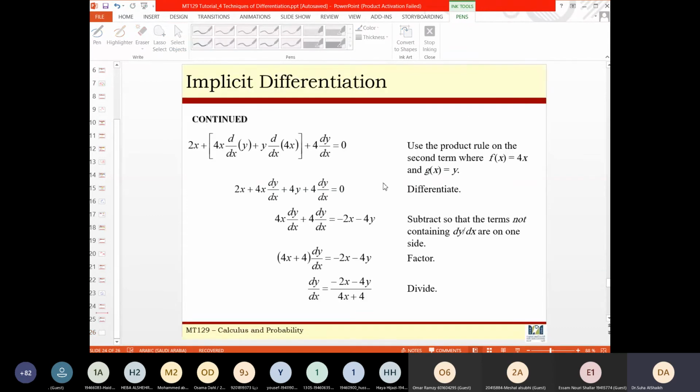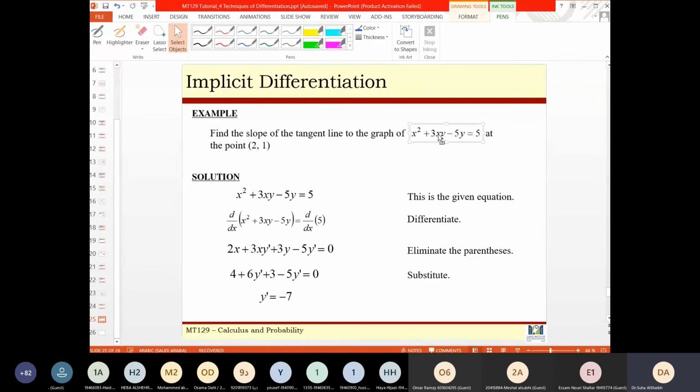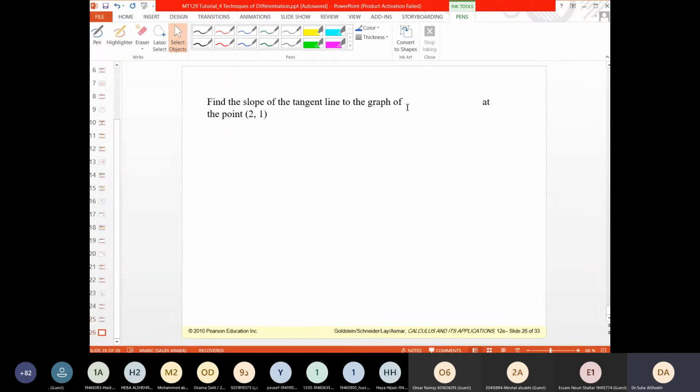What's the function? The point 2, 1. Okay. So we have this example. Find me the slope of the tangent line to this graph at the given point. Now what does it mean when I say slope of a tangent line?